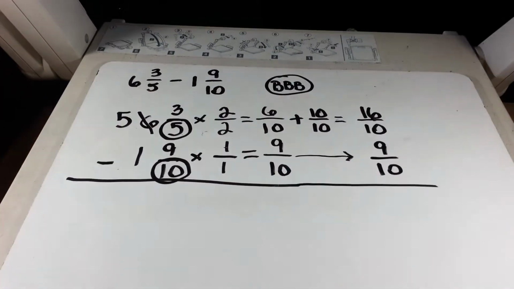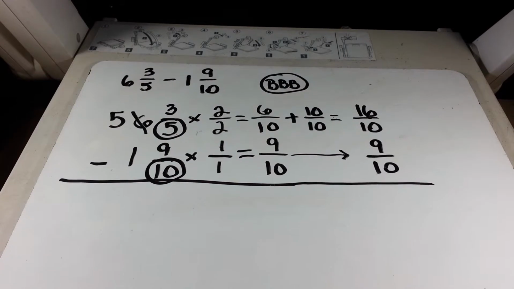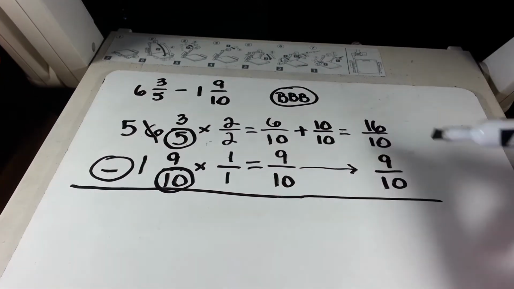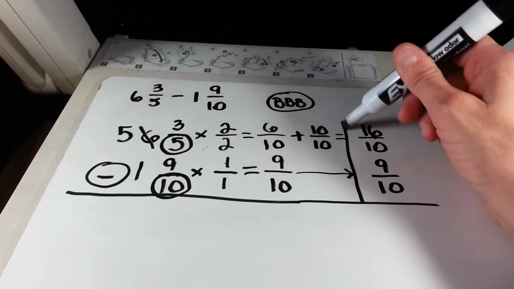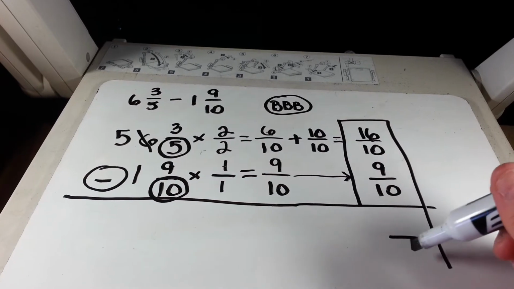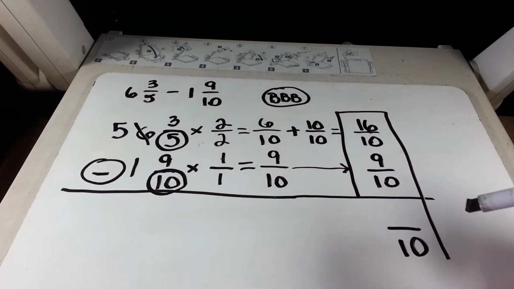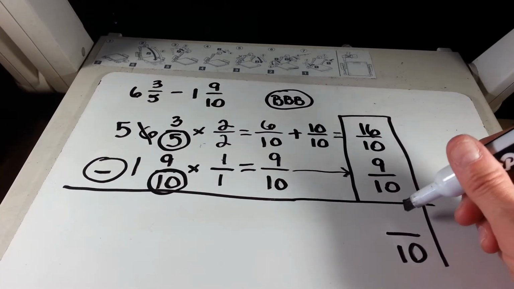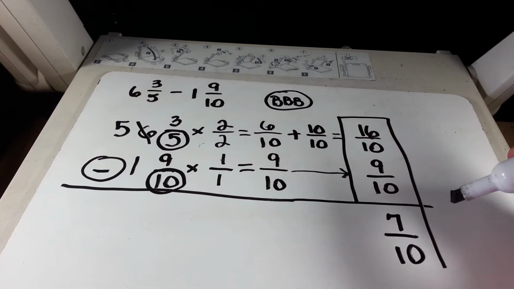Now we've done so much work here, but we still cannot forget that we are really subtracting. So now we can take this number and put it into the basement with the common denominator being on the bottom, and 16 minus 9 is 7.